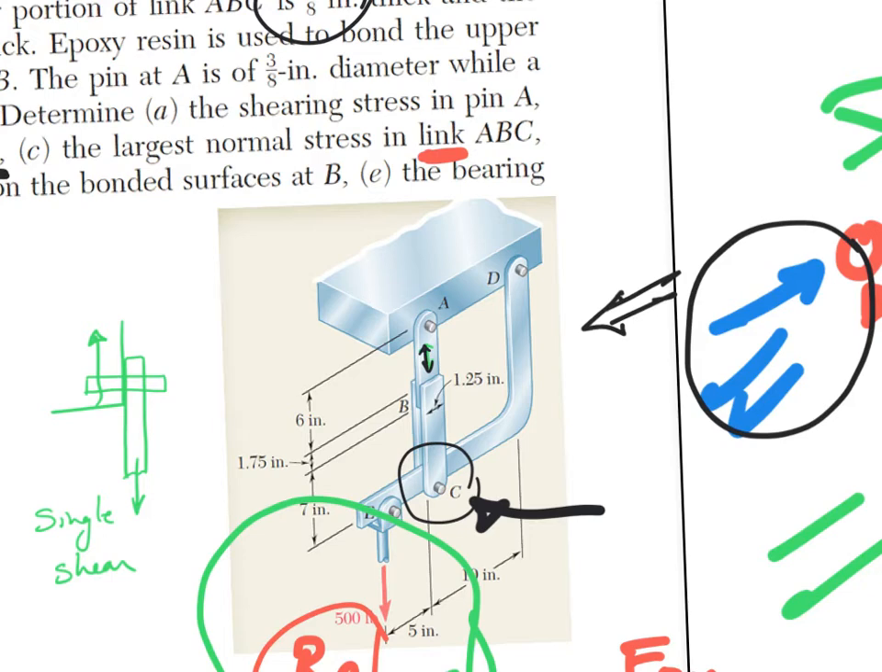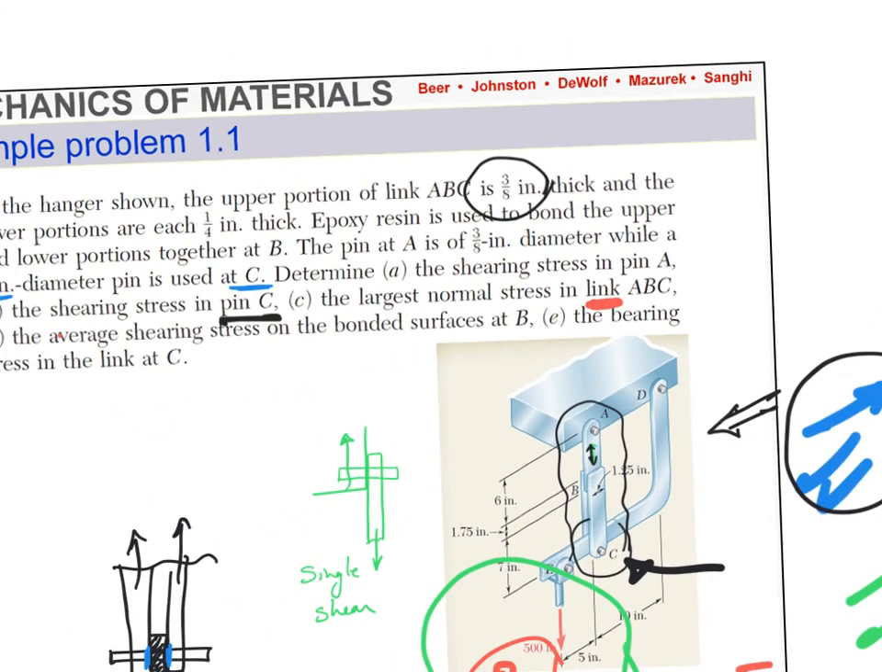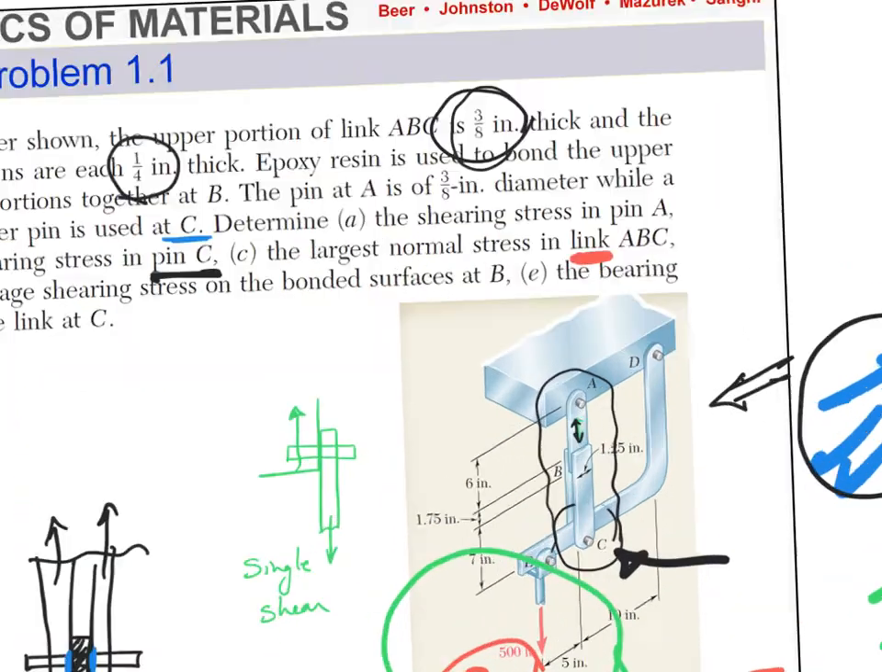Let me erase this. It's okay. This guy here. Where would it have the smallest area? Again, it's not the side area, it's the sectional area. You understand what a sectional area means? It means you cut and look. Okay? Now here is what it says. It's 3/8 inch thick at the top and 1/4 inch thick at the bottom. And its width is 1.25 inches.